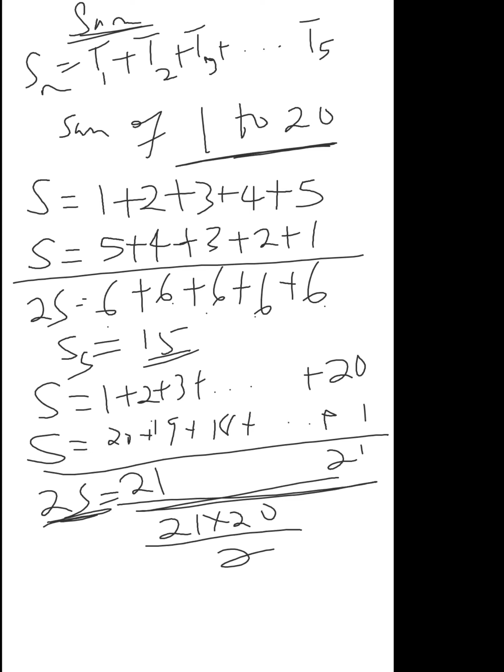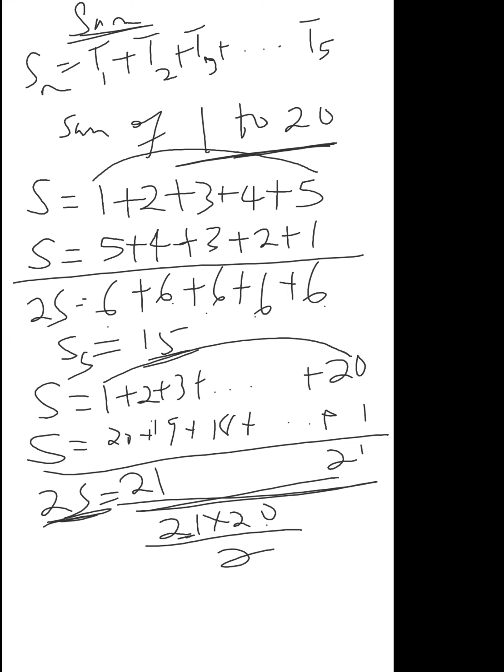Sum of numbers from 1 to 100. Now what we have actually seen here is that I'm going to add the first and the last. The first and the last, add them together, it will give me 21. How many numbers am I adding together? 20 numbers. You divide it by 2.